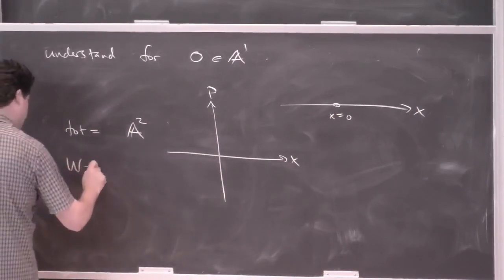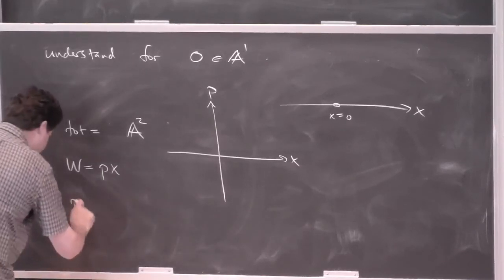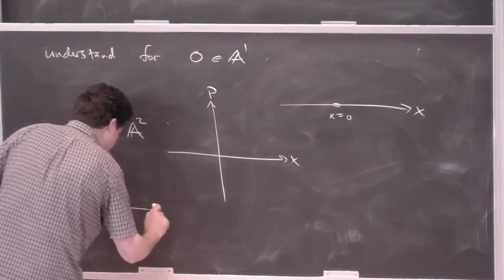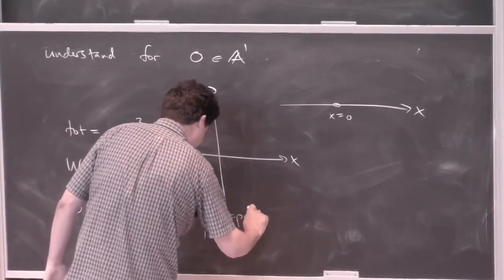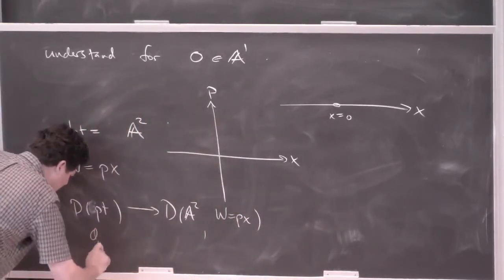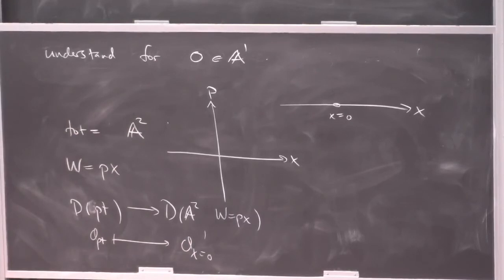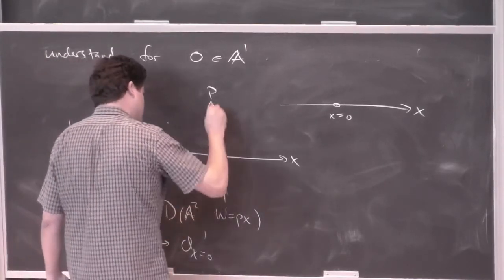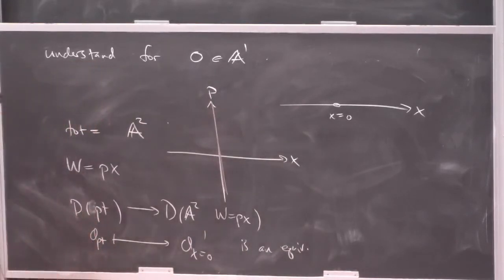And now W is PX. And we claim that the functor from D of a point to D of A2 with W equals PX, that sends O of the point to O, the sheafy matrix factorization, O of X equals 0 right here, is an equivalence. And then this is just some global version of that.